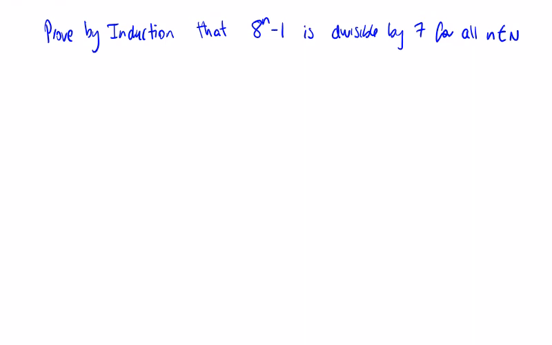Last question, proof by induction, 15 marker. Prove by induction that 8 to the power of n minus 1 is divisible by 7 for all n an element of natural numbers. So when n is equal to 1, we get 8 to the power of 1 minus 1, which is equal to 7, which is divisible by 7.